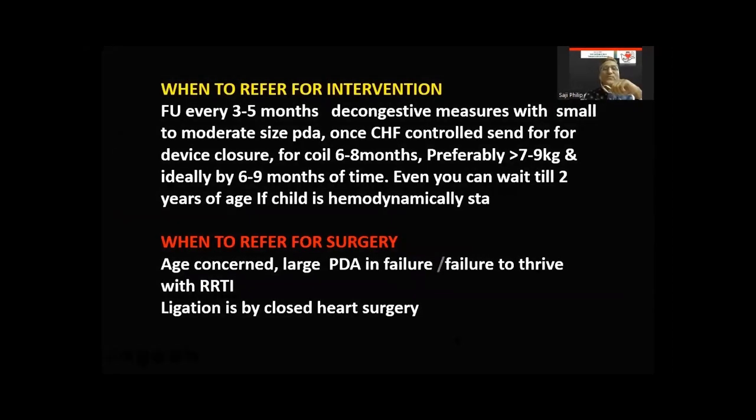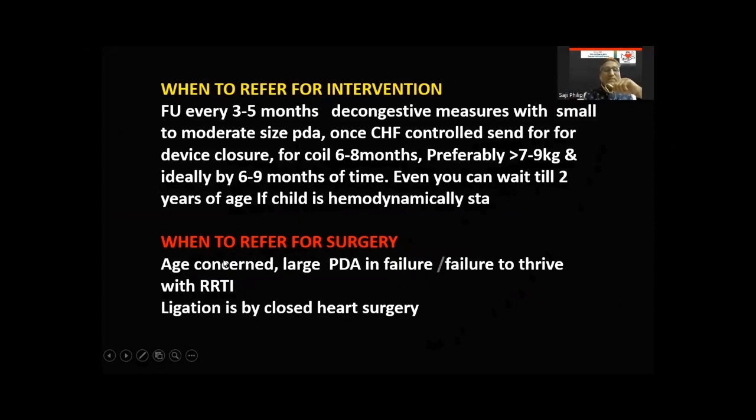So when to refer for intervention? For every 3 to 5 months, decongestive measures with small to moderate size PDA. Once congestive heart failure is controlled, send for a device closure. For coil, 6 to 8 months. Preferably, I prefer more than 7 to 9 kg will be ideal, by 6 to 9 months of time. Even you can wait till 2 years of age if the child is hemodynamically stable.